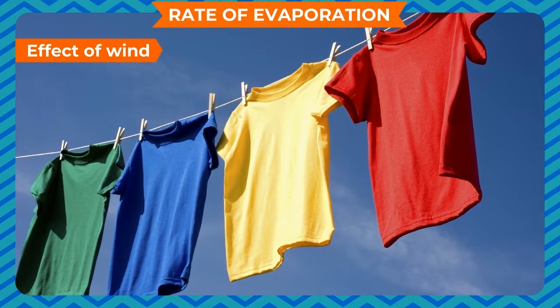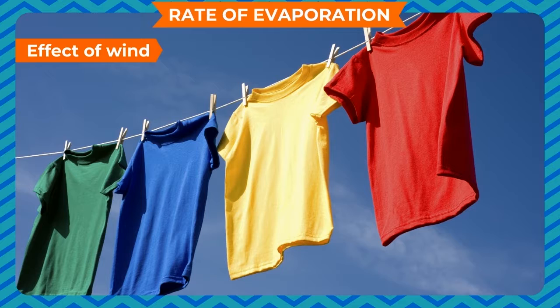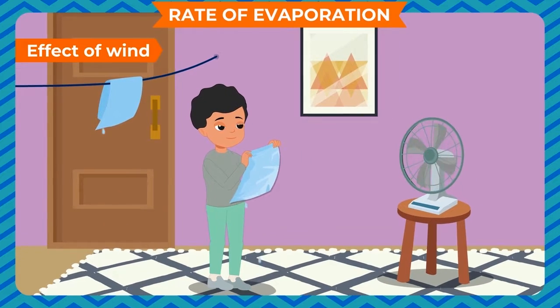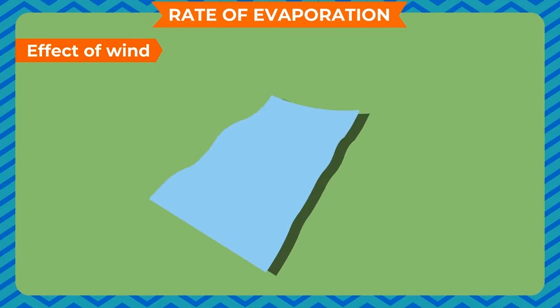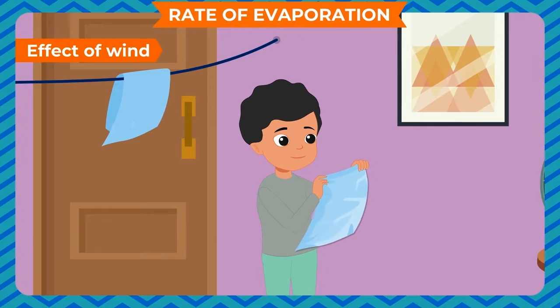You can do an experiment. Take 2 wet handkerchiefs. Hang one handkerchief in front of a fan and the other one away from the fan. You will find that the handkerchief placed in front of the fan dries faster than the other one. It proves that evaporation takes place faster when wind blows fast.